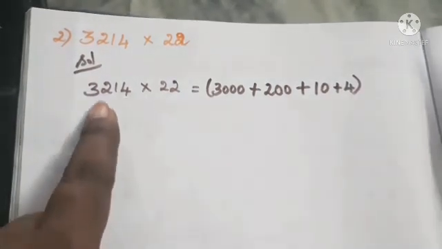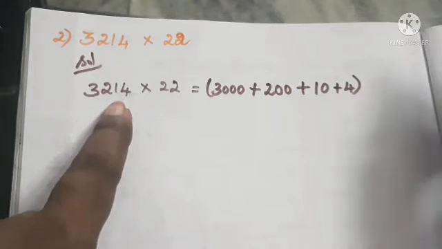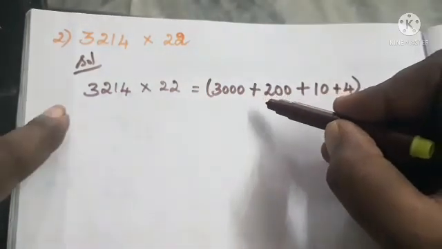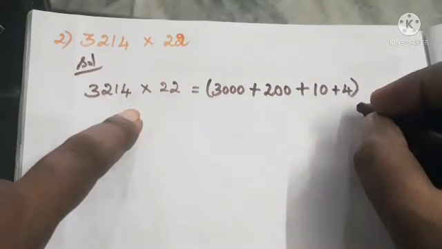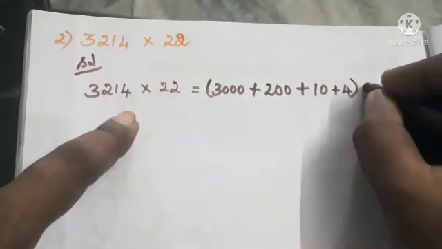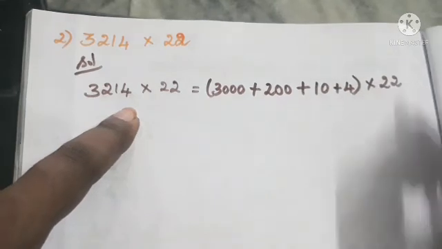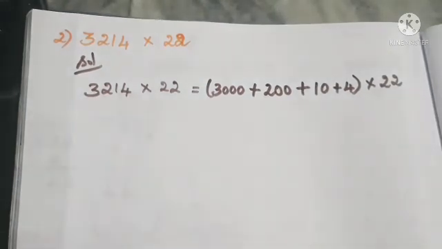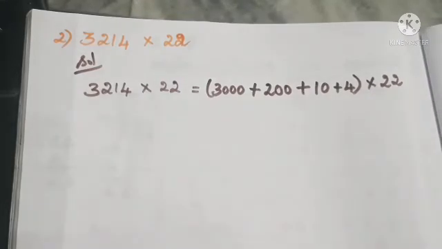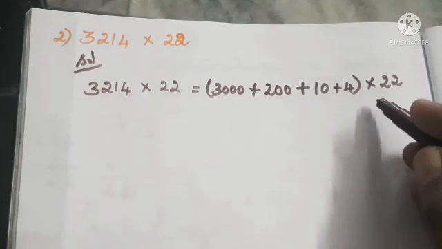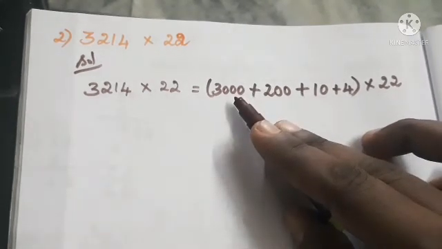So see here, 3240 we have split as 3000 plus 200 plus 10 plus 4, into 22. Understood this? So here we have split the 3240 as 3000 plus 200 plus 10 plus 4 into 22. So next we are going to multiply each number by 22.